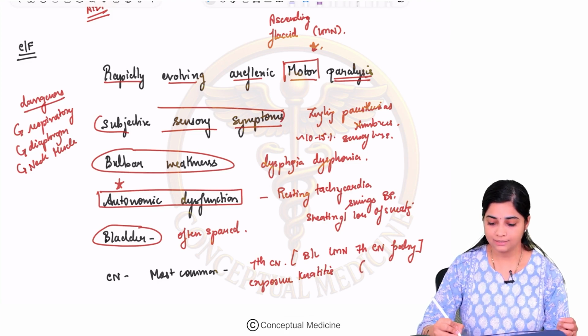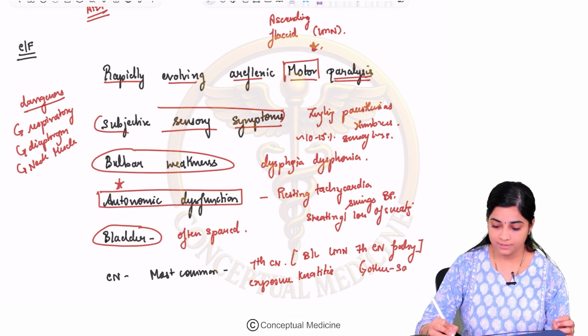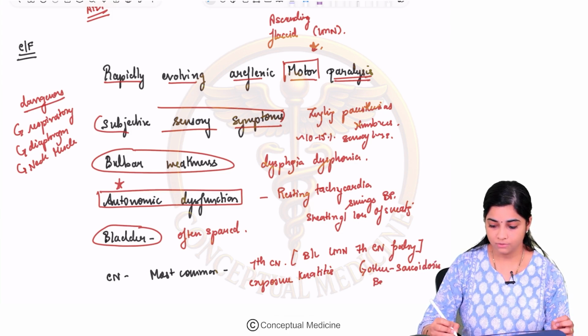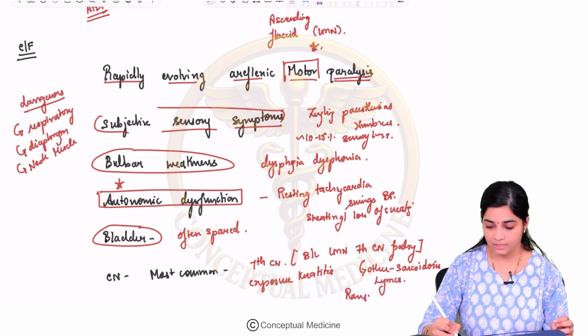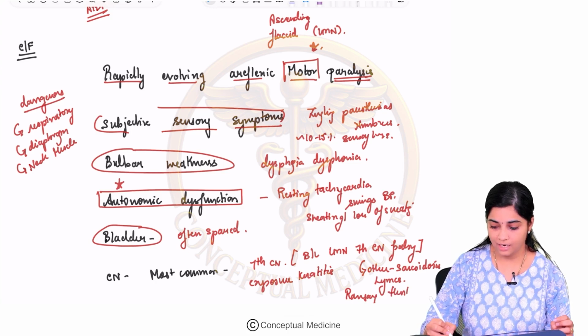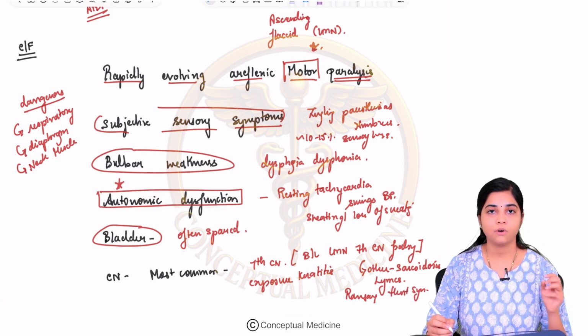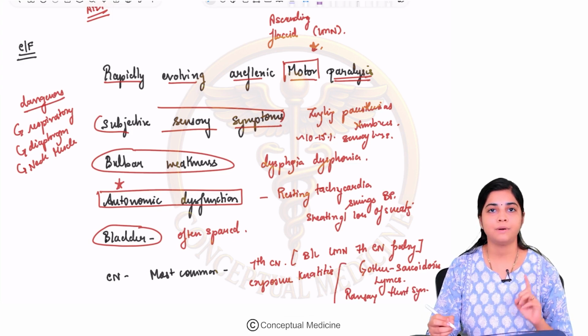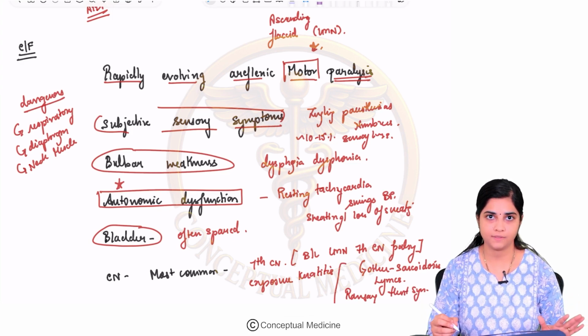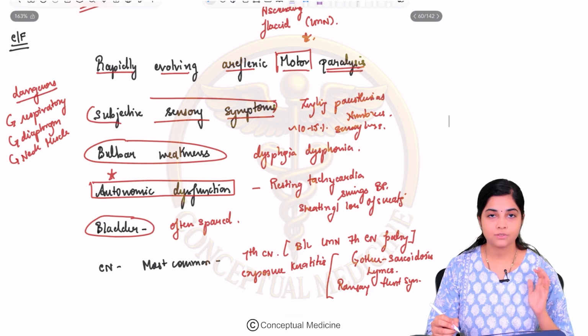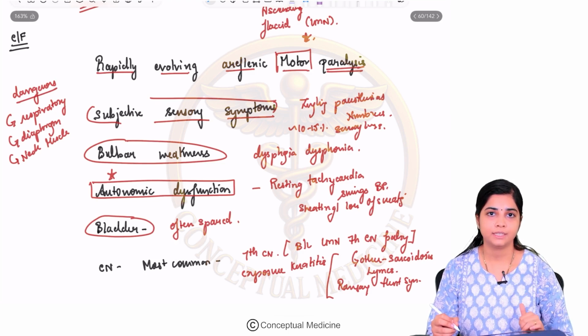Okay. What are the other causes for bilateral 7th cranial nerve palsy? Right, you have to remember sarcoidosis. Try and remember Lyme's disease, sarcoidosis, Lyme's disease, Ramsay-Hunt syndrome. Okay, so all of these are the other causes for bilateral 7th cranial nerve paralysis. All right, clear? So this is about the various clinical features.